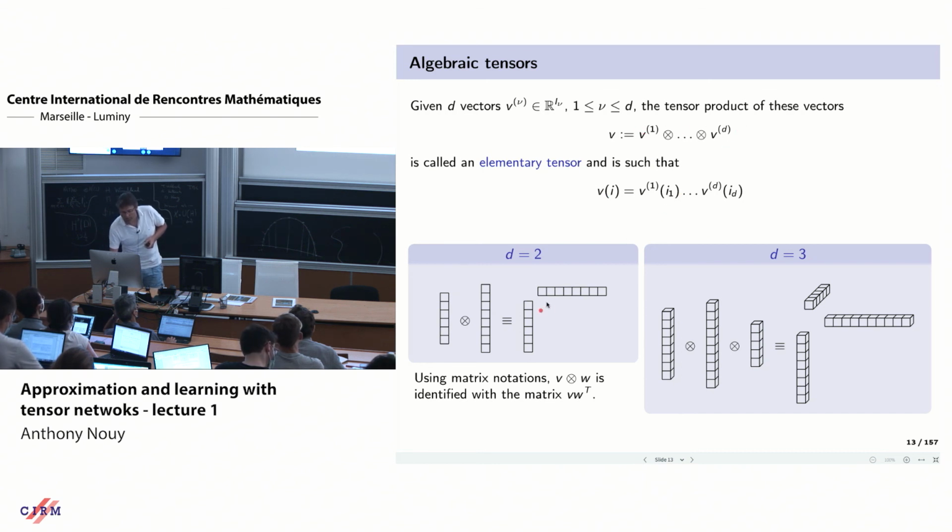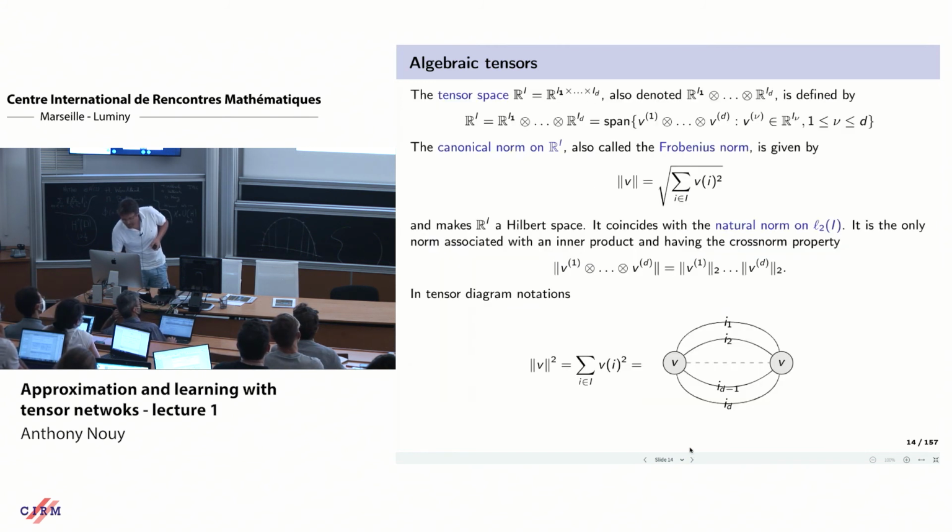Okay, so the representation here using matrix notation is simply the product of a vector v by the transpose of another. So this elementary tensor product between two vectors is represented like this when you identify your order 2 tensor with a matrix. And here you have a schematic representation of the elementary tensor product of three vectors.